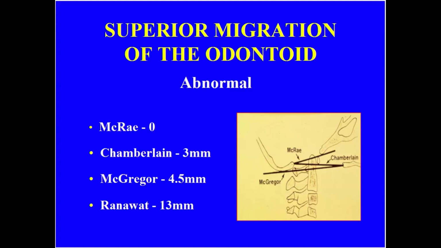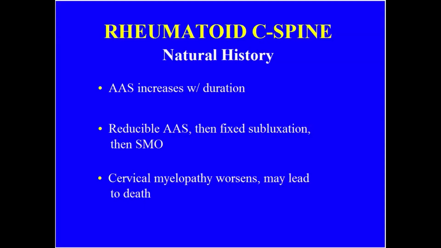You should be aware of some of these lines. It's a little hard for me to remember most of them. The one that I remember is McRae's line, which is across the foramen magnum, and just a good rule of thumb is the dens should never be up inside the foramen magnum. So anytime you see that, that's a bad thing. I have a hard time remembering these other lines.